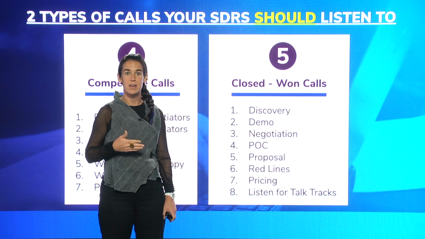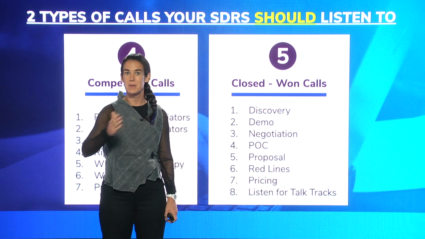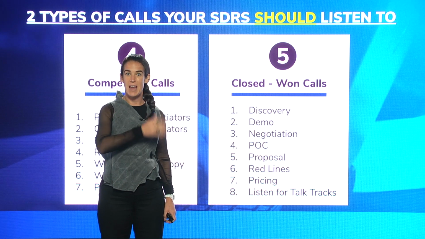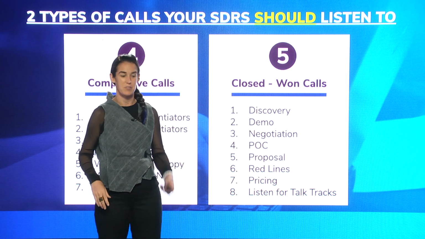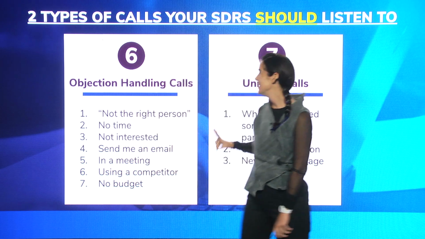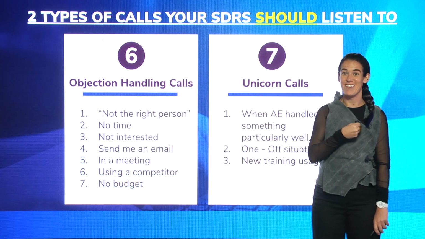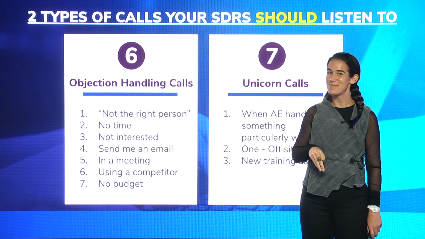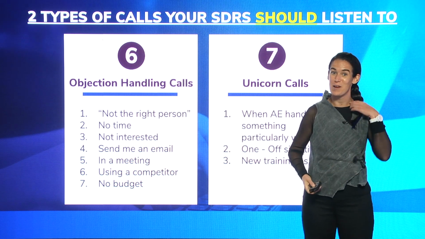So this is a great way to say, I want to know all the different pieces of the pie that happened beforehand when the pie was successful. And then the last two types of calls. Number 6, objection handling calls. People love hearing about objection handling because it happens to us quite frequently.